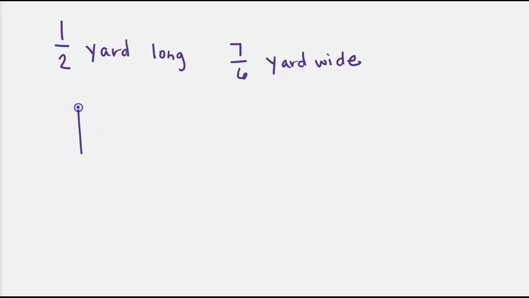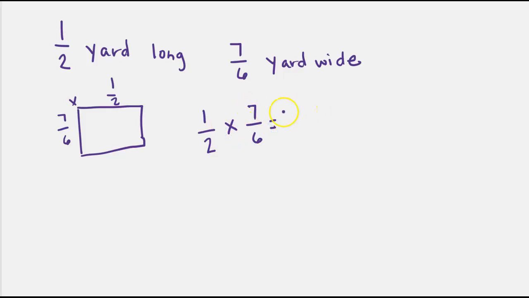So if I have to draw it out, it's 1/2 times 7/6. All I got to do is multiply across, both top and bottom. I don't have to find that common denominator. 1 times 7 is 7. 2 times 6 is 12ths. So I know that my rug has an area of 7/12 square yards.